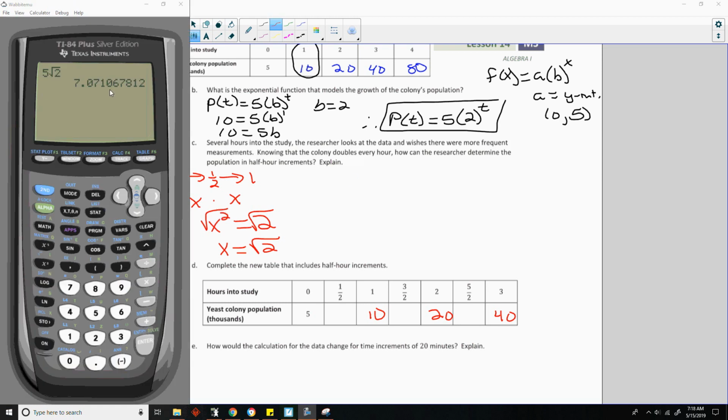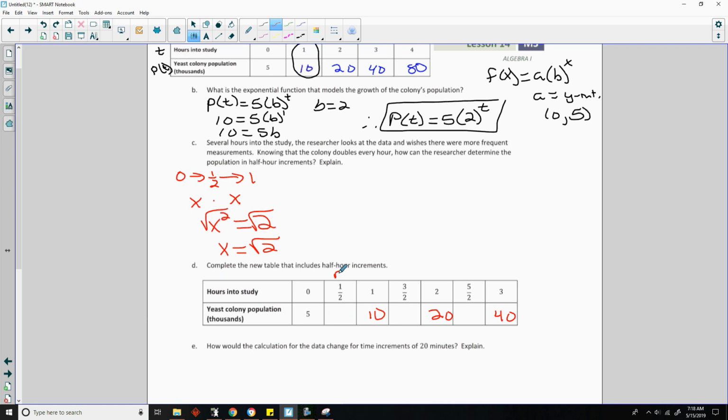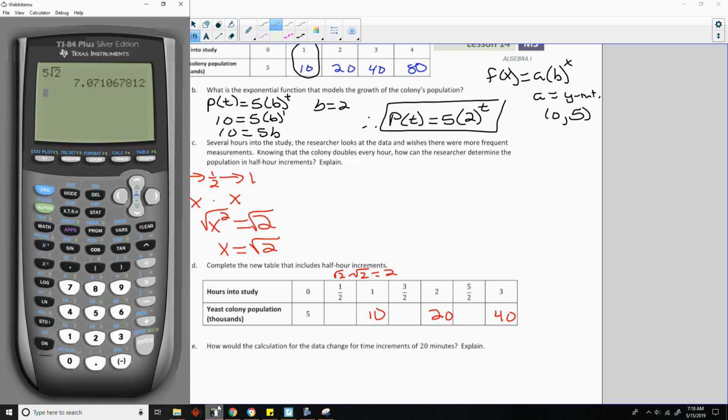So let me explain it with a calculator. If I multiply this by a square root of 2, and then multiply this answer by a square root of 2 again, what's a square root of 2 times a square root of 2? Well, that's 2, and 5 times 2 is 10. So half of these multiples of 2 are multiples of the square root of 2. Hopefully that makes more sense to you now. So the answer to this is 7.071.